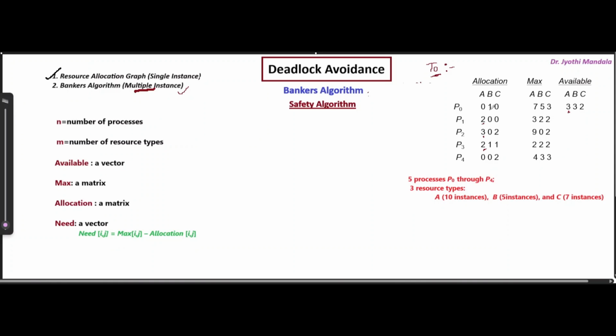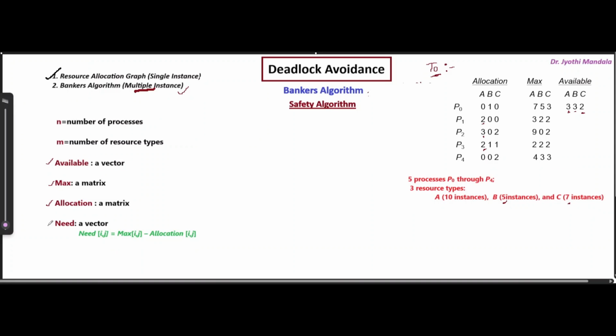Similarly, 1 plus 1 is 2. Out of 5 instances of B, 2 are allocated to all the processes, so we are left with 3. So available is 3. Similarly for C, 2 plus 1 plus 2, which is 5. Out of 7, 5 are allotted, so you are left with available of 2 resources only. So available is a vector, and max and allocation are matrices.